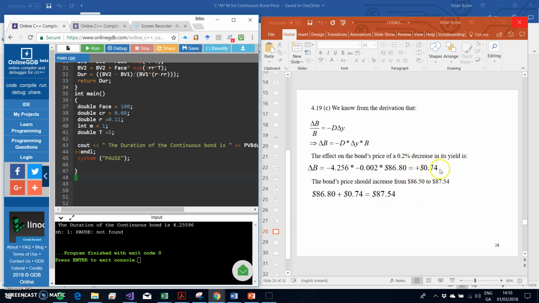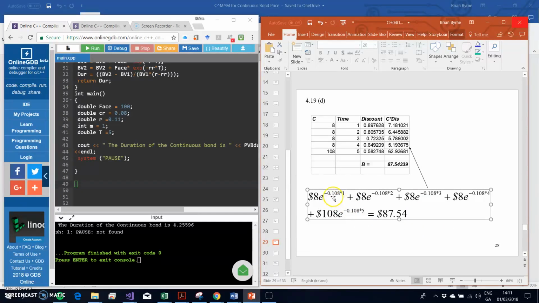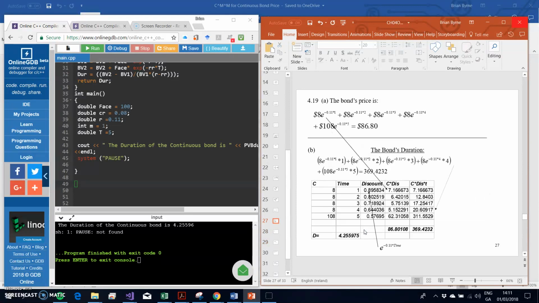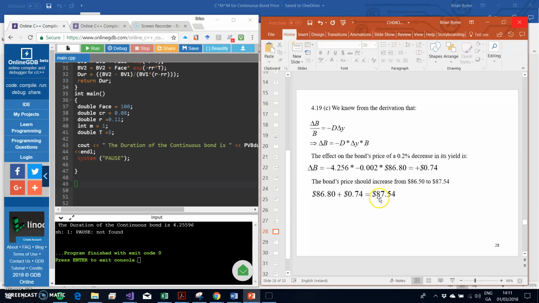And when we take the 74 cents and add it on to the original bond price, we get a value of 87.54. Now we can verify that that's correct if we go to the next slide and just re-estimate the bond price. Originally we had 11%. If there's a reduction of 0.2%, then that becomes 10.8. And if we discount at 10.8, the value we get here is 87.54, which is consistent with the value we get from the duration.